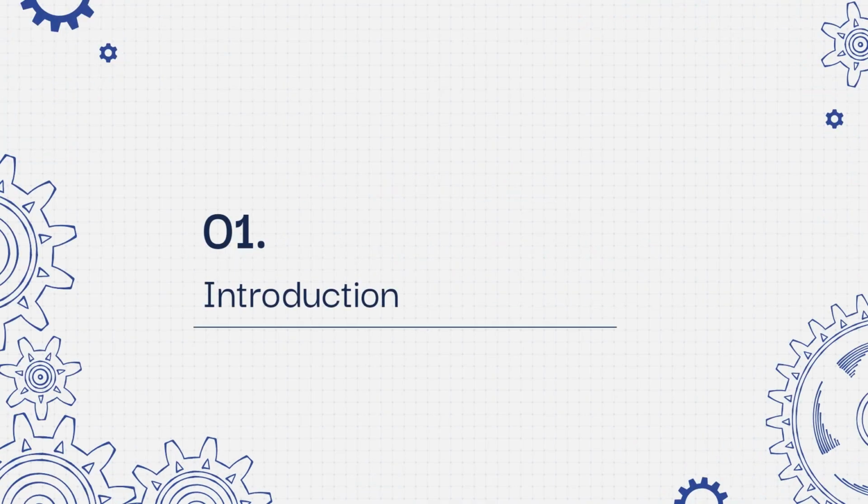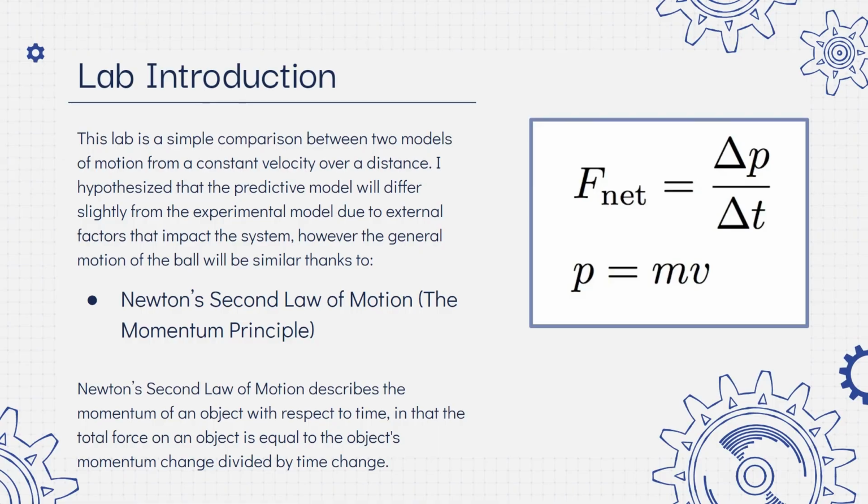First of all, this lab is a simple comparison between two models of motion that measure constant velocity over distance. Coming into this, I hypothesized that our predictive model using a computer will differ slightly from the actual physical model due to factors that might impact the system.